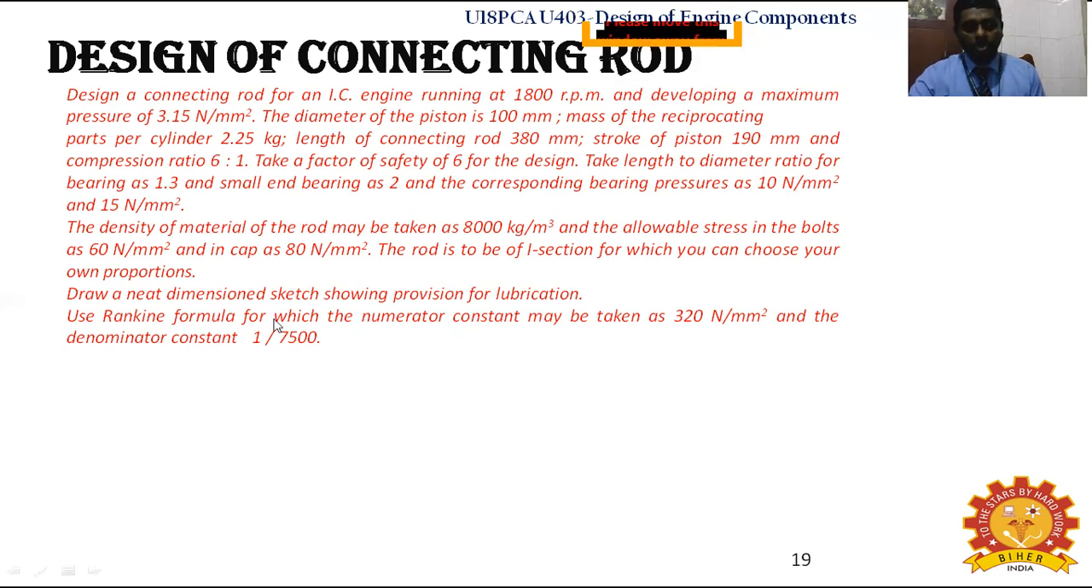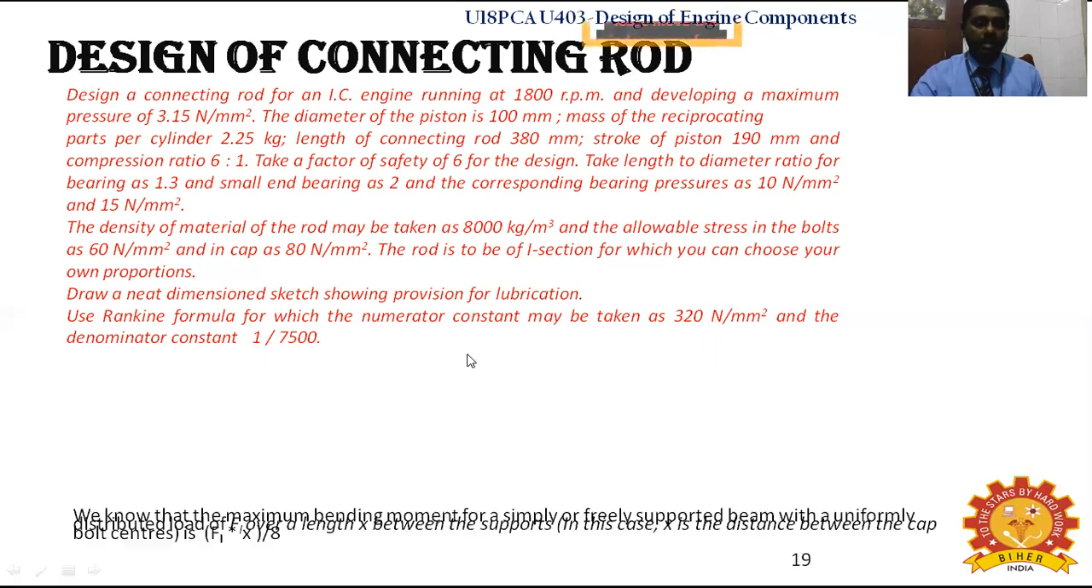You are required to draw the neat dimensioned sketch showing provision for lubrication and use Rankine formula for which the numerator constant may be taken as 320 Newton per mm square and the denominator constant as 1 by 7500. So we have seen what is the denominator constant for different cases of material, but in this problem they have given 1 by 7500, which has to be chosen. Okay.